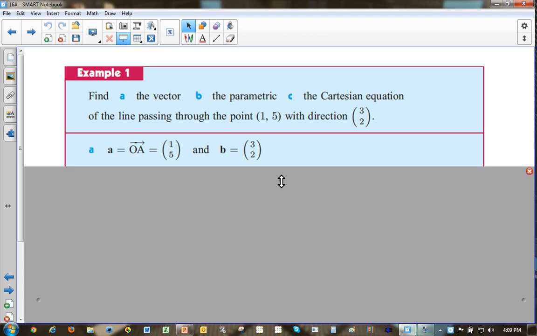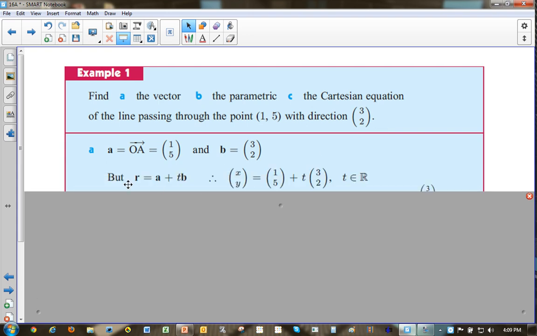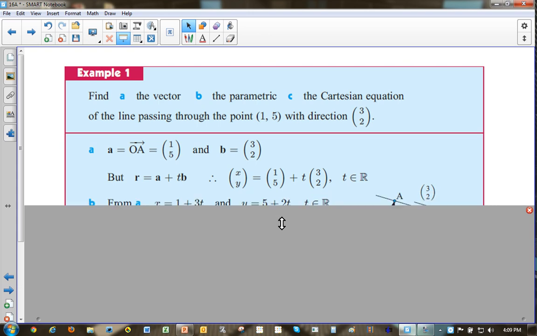All right, so if I'm looking at it that way, this is just what I've said. Vector A is what's going to get me to the line. That's my 1, 5 from those coordinates right there. And vector B is going to be 3, 2. They already gave that to me. So I can write my equation of the line as R equals vector A plus some constant T times vector B. So my xy will equal 1, 5 plus some multiple of vector 3, 2, where T is a real number. All right, and then we're talking about the parametric.